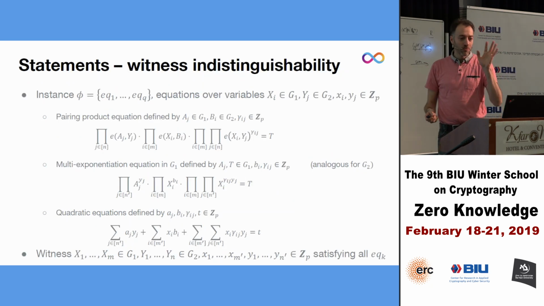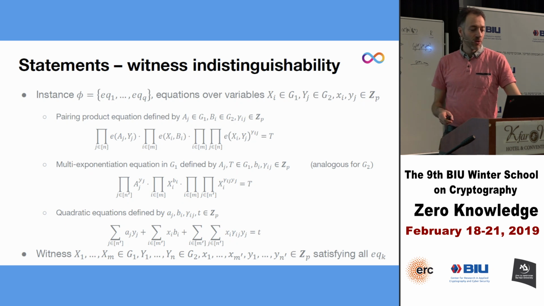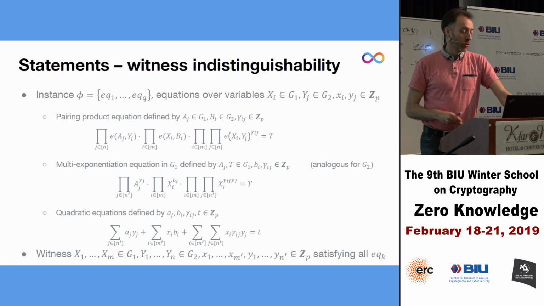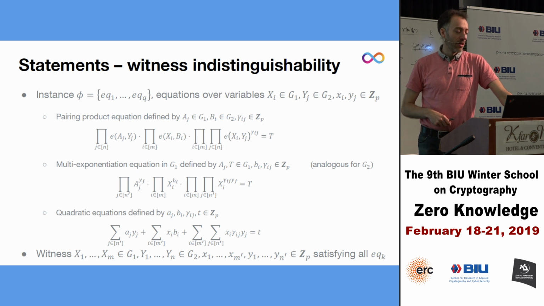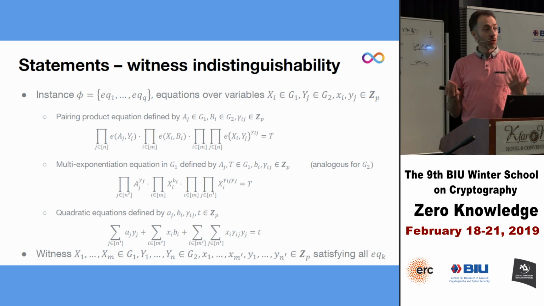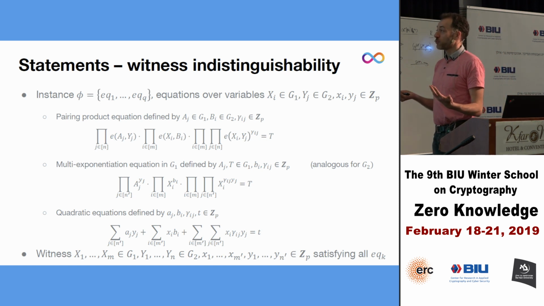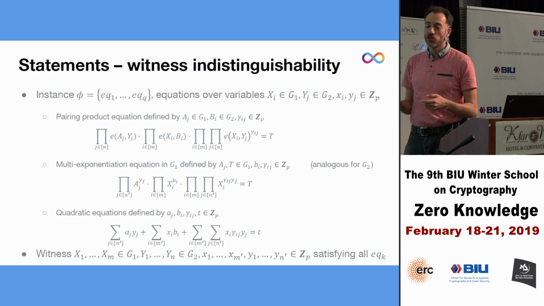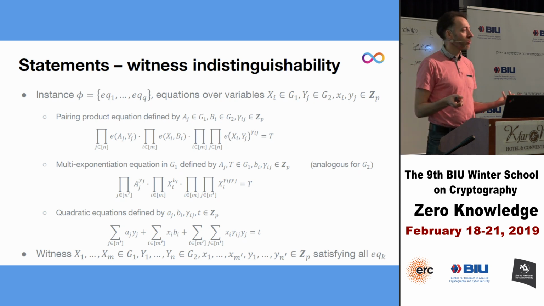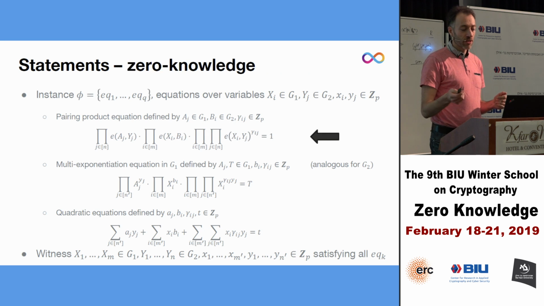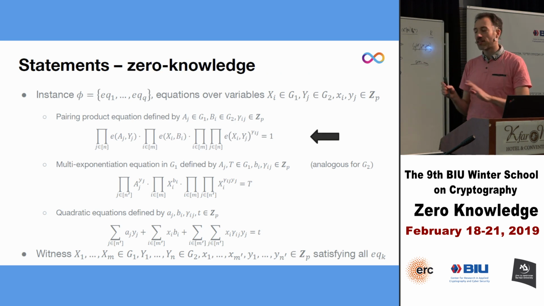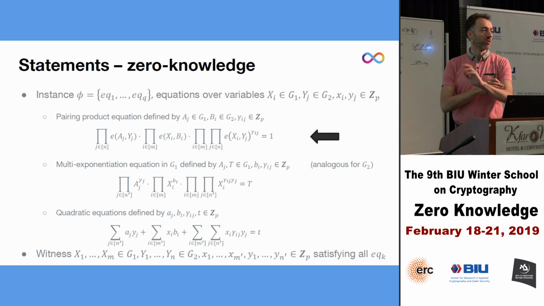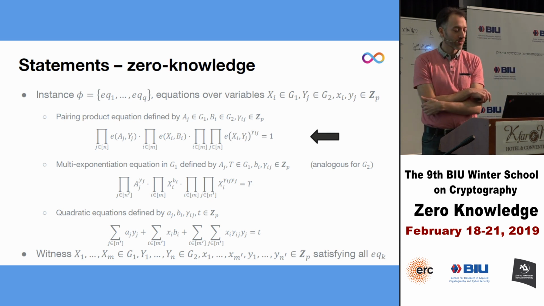Okay, so when you put this together, then we have witness indistinguishability, and you can do the same kind of things for multi-exponentiation equations and quadratic equations. So we get perfectly witness indistinguishable proofs on a hiding common reference string for pairing product equations, multi-exponentiation equations, and quadratic equations. And if you want zero knowledge, well, you have to restrict it and say, okay, the target element is just going to be 1 for all the pairing product equations. Yes?